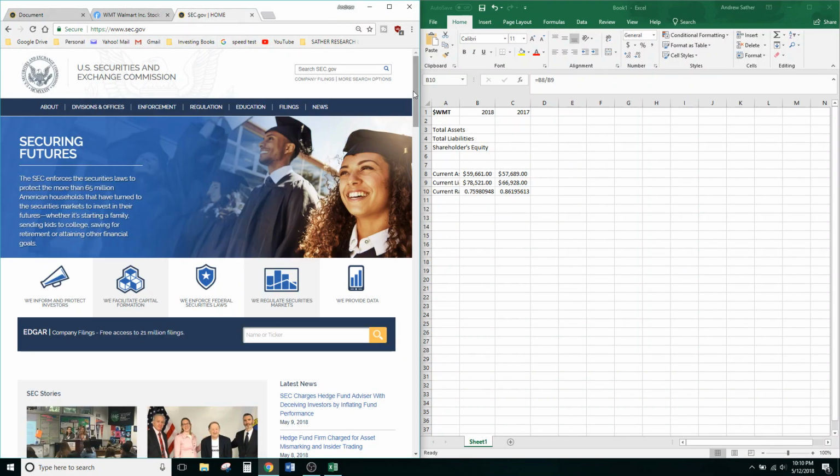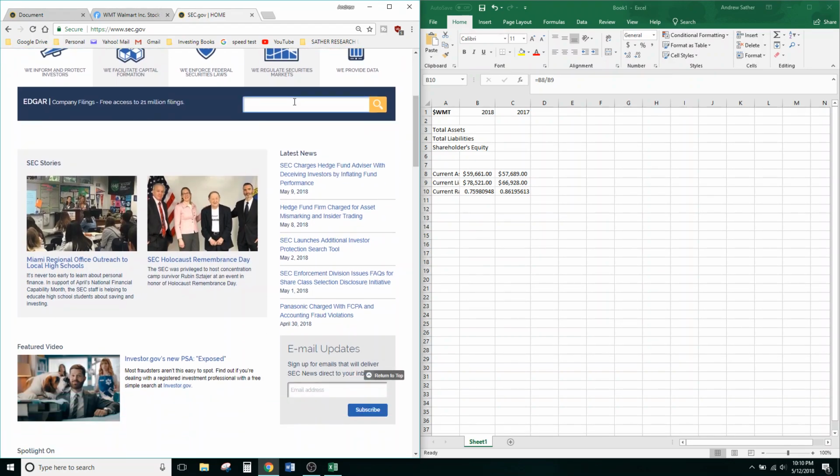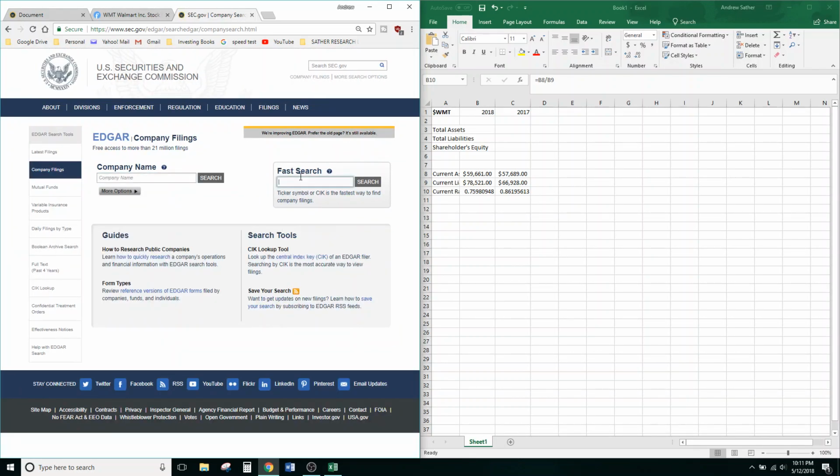The 10Q is the quarterly report that companies file. The 10K is the annual report. The 10Q is a quarterly. The problem with the 10Q, and the reason why I don't like to use it, is because it is not audited.